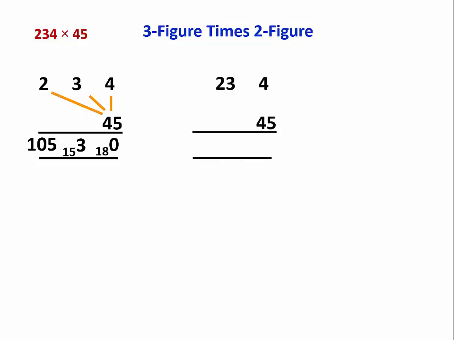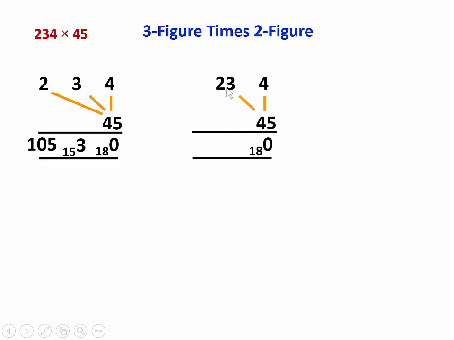Let's look at a different way. Suppose we group the 23 together there, so we're imagining that we've got 23 tens and 4 units and 45 units. So we're going to do a vertical and a crosswise only. So vertically, 4 times 45, that's 180 again. So we put down 0 and carry 18.